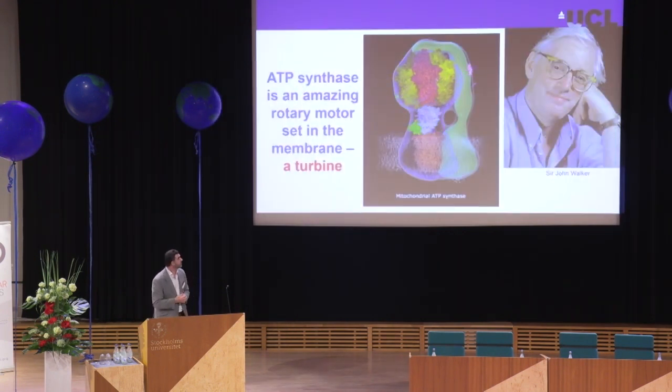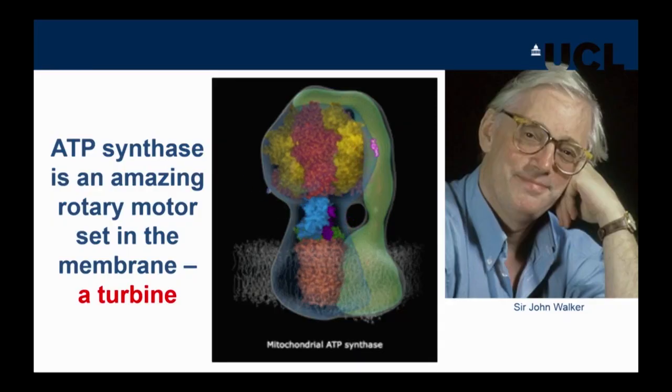The structure of this was determined largely by Sir John Walker, who got the Nobel Prize for that. It's a nanoscopic rotating motor. It's an extraordinary machine. And I'm just really showing that to say this is universally conserved across life, and yet it's such a sophisticated machine. It is plainly a product of genes and natural selection and evolution over a period of time. This says nothing about the origin of life.